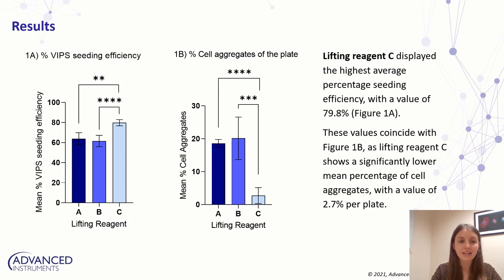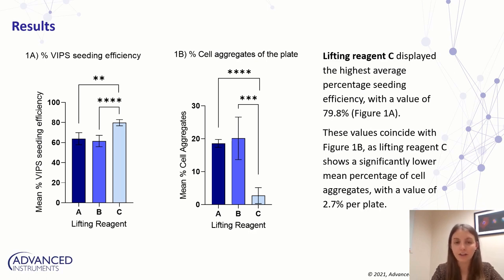So here you can see some of the results from this data. If you look at figure 1a, we initially investigated the percentage VIPS seeding efficiency. And you can see from the graph that lifting reagent C displayed the highest average percentage seeding efficiency with a value of 80%. And this was approximately 17% higher than lifting reagents A and B.